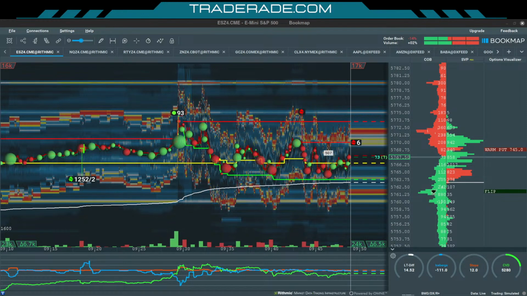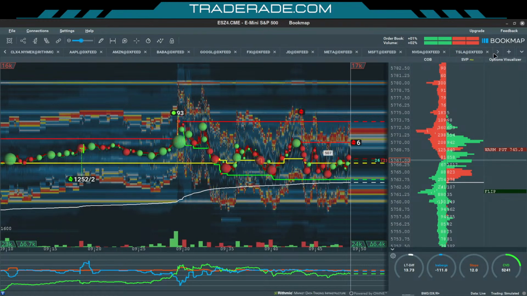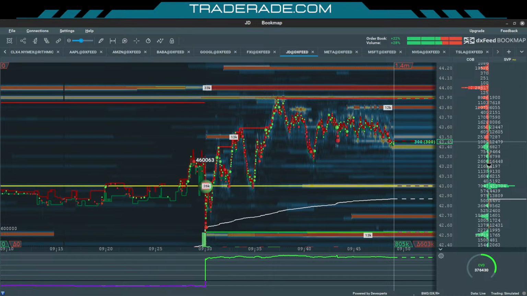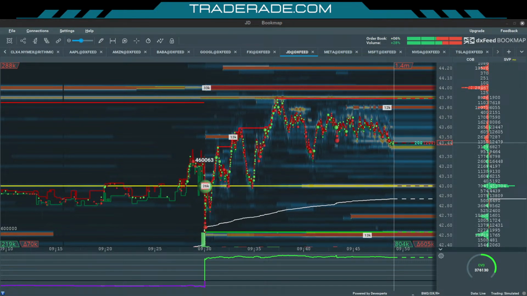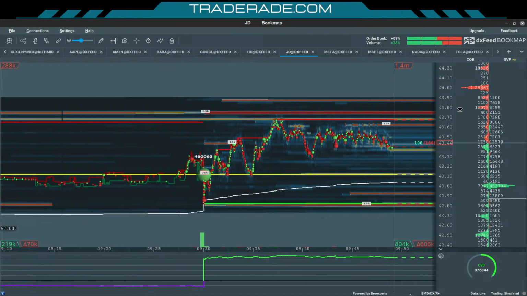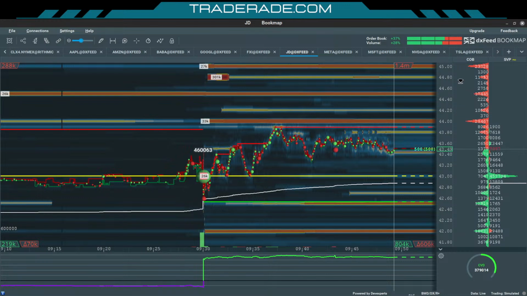Seeing some aggressive call flow coming into JD. That's the Chinese stock we have up here, targeting the 45 strike for this Friday, about 300,000 in premium paid. And we can see that's a decent level of supply overhead as well.